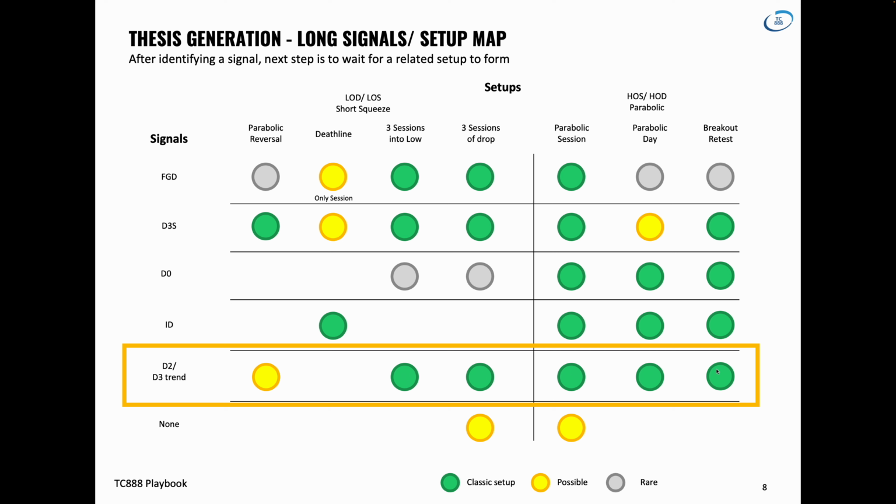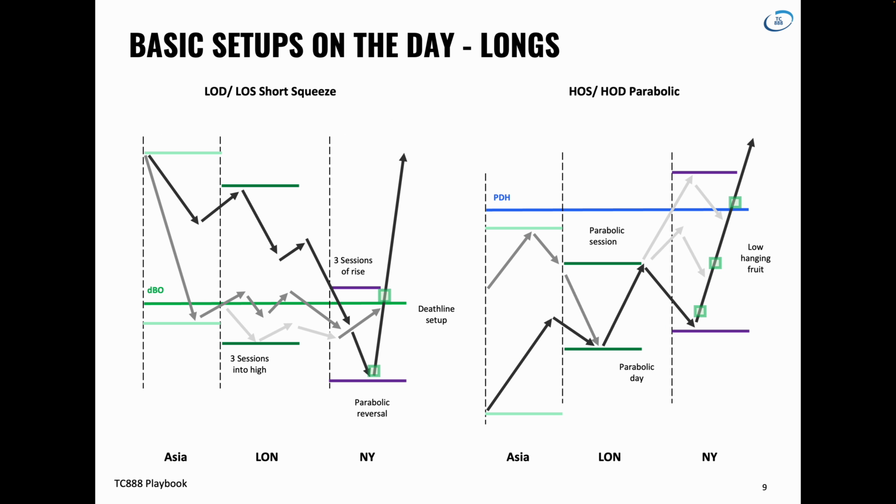And we now look at what is the pattern on the next day you want to see to take a long trade. And you see here that what makes most sense is not a parabolic reversal and not a deathline setup, of course, because there you would rather go in the other direction. But it's something like 3-session trading into a low, 3 sessions of drop, or the parabolic continuation patterns, and we will look at those right now.